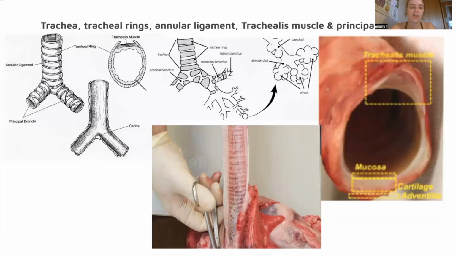And where they divide is called the carina, and this is where they bifurcate. The principal bronchi continue to divide, forming secondary bronchi, which have support, tertiary bronchi, which have no support, respiratory bronchioles, alveolar ducts, and finally the alveoli.